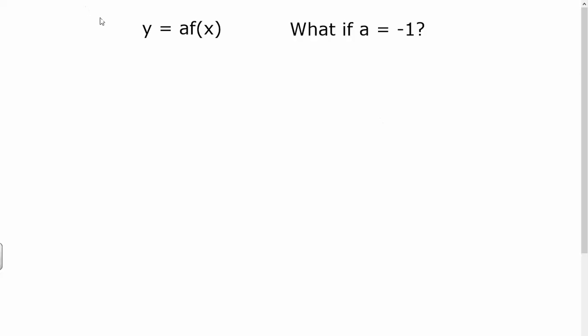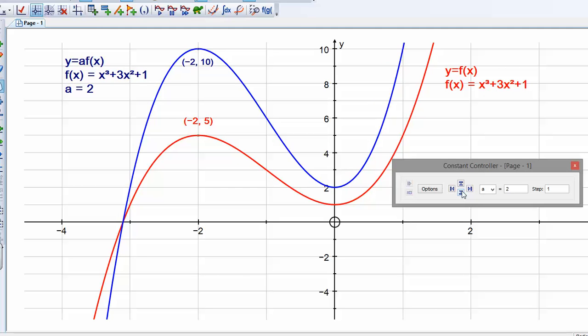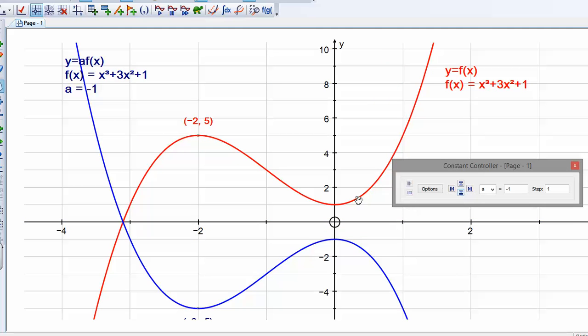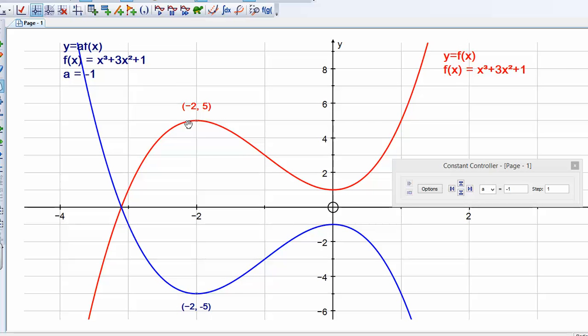Now the next question is, what if a is -1? So we end up with y equals minus f of x. So let's have a look at the example we had. I'm going to change my a value into -1. So that's a is 0, and then we've got a is -1. Now we can see that the whole graph seems to have flipped upside down.